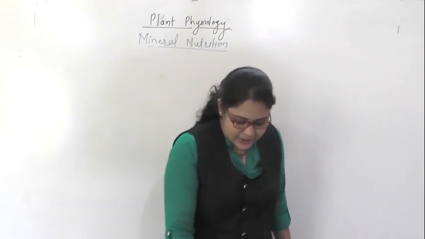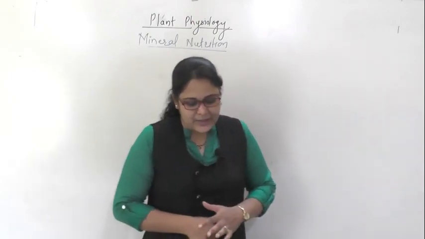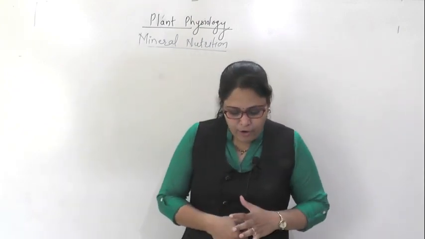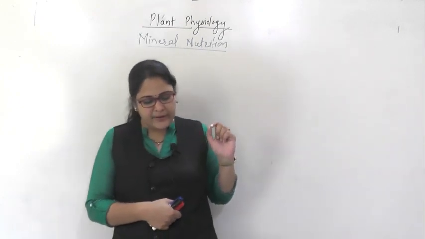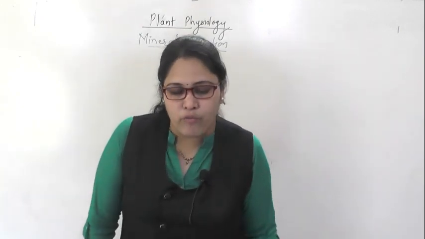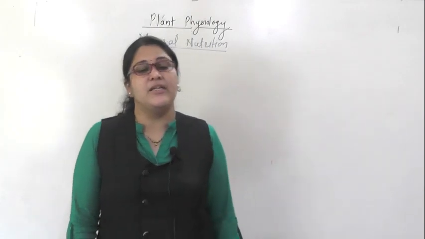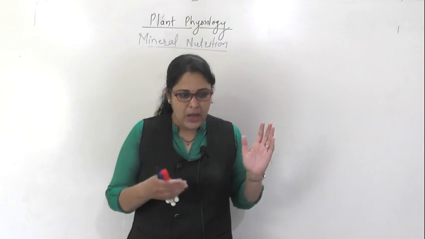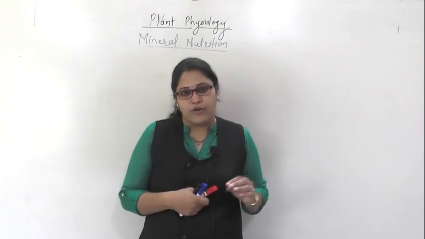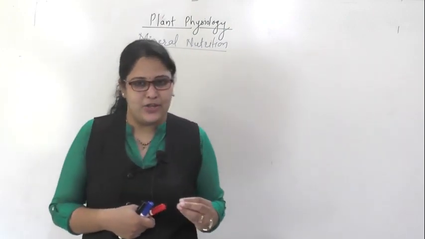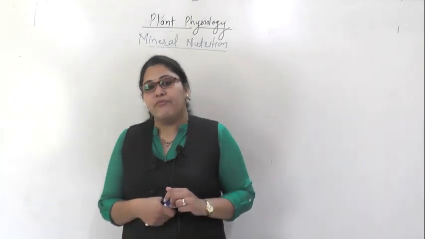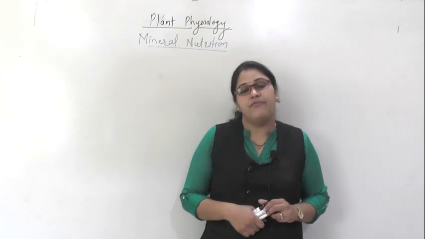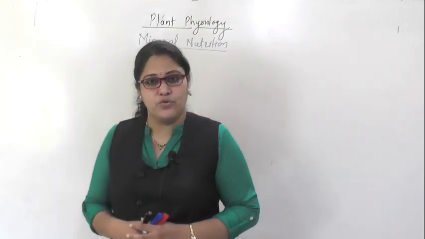So in ash analysis, what do we do? In this technique, we dry the plant material at 100 degrees centigrade in an oven, and after that we keep that material in the muffle furnace at 600 to 700 degrees centigrade. Now the plant is burned, and whatever is left behind is known as ash. Now when scientists performed analysis of that ash, they found that the plant contained many different types of minerals.